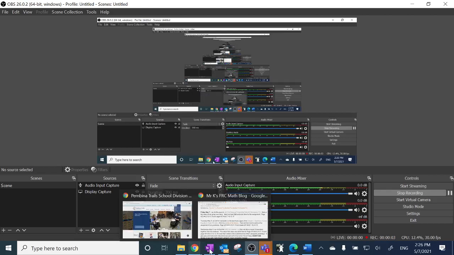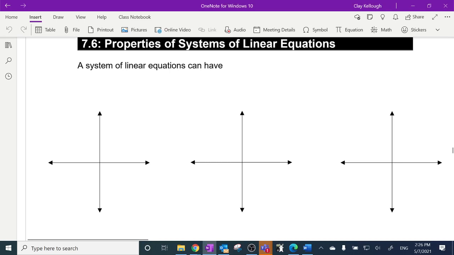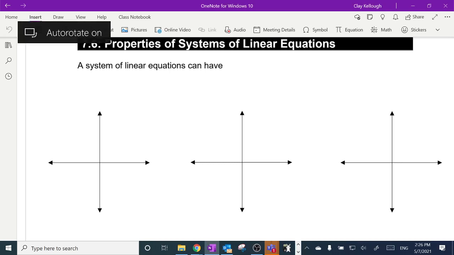Okay, we're rolling. We're on 7.6, and here's the lesson for 7.6. If you have two different equations, we'll call that a system of equations, and I should say a system of linear equations, I should maybe add to that, in two variables.